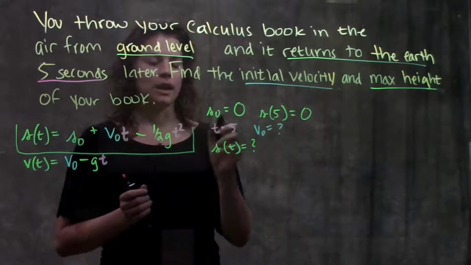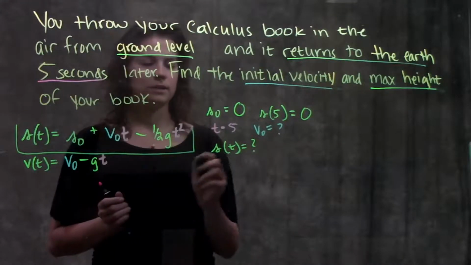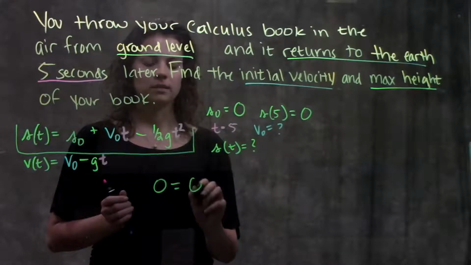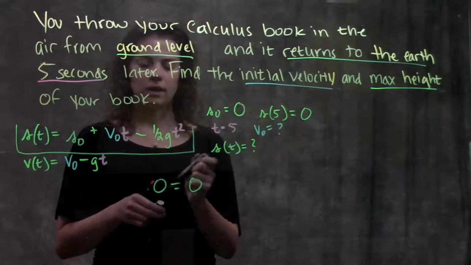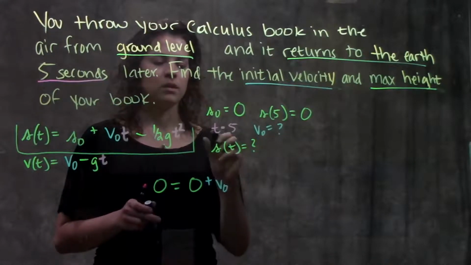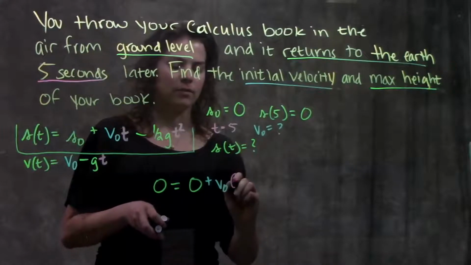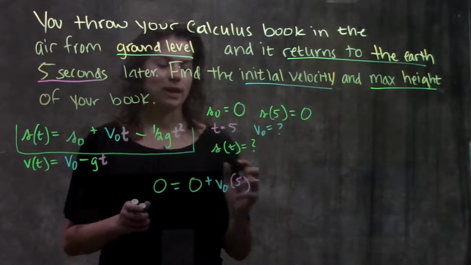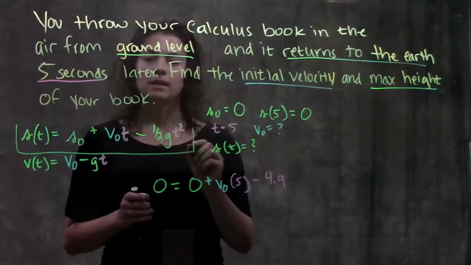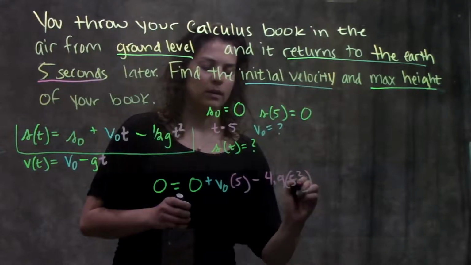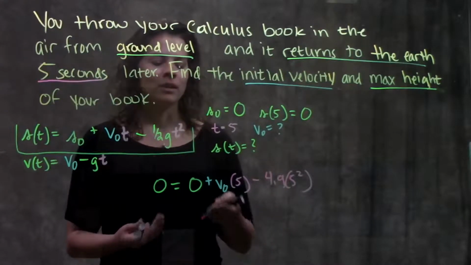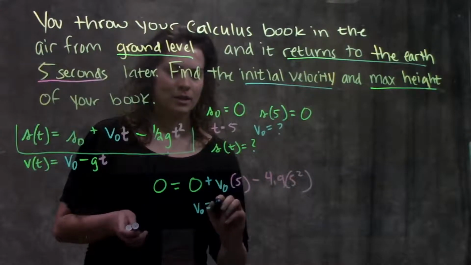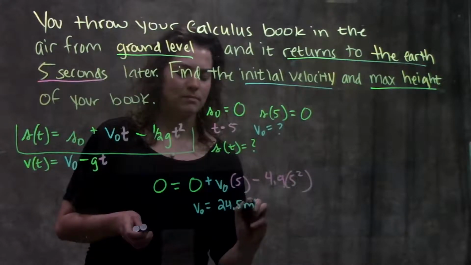So using this function, I can plug in all my values. My s of t, or my s of 5, is 0, equals my s0, which is also 0, plus v0 t. v0 is my unknown, but my time I know is 5, minus 1/2 g, that's just 1/2 times 9.8, becomes 4.9 times t squared, which is just 5 squared. All right, you solve all this out, solve for v0, and you end up getting that v0 is equal to 24.5 meters per second.